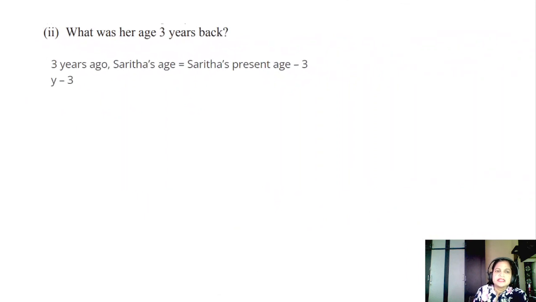After that, second question. What was Sarita's age 3 years back? Present age is Y. 3 years back means, see here, 3 years ago, Sarita's age is equal to Sarita's present age Y years minus 3. That's why the answer is Y minus 3.